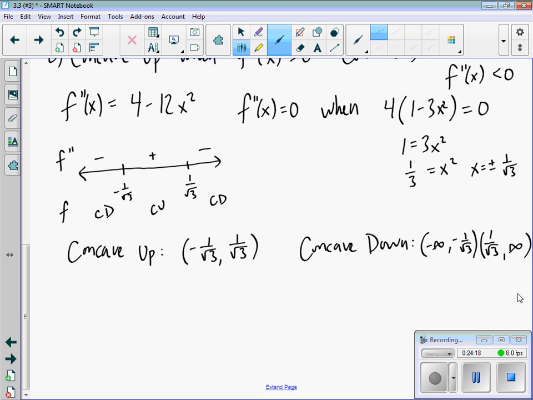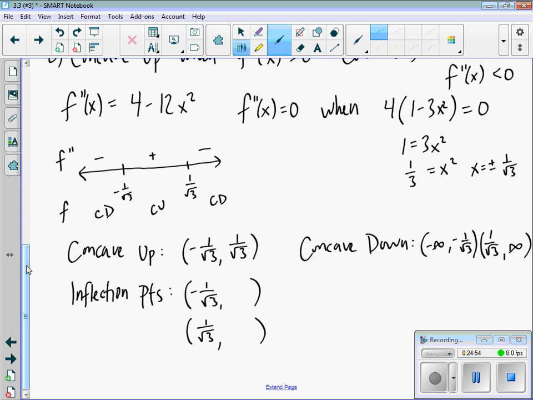And then it still asks for the inflection points. So inflection points are where? Okay, and these are just my x values, right? They're asking for the points. So we have negative 1 over square root of 3, comma, something, and 1 over square root of 3, comma, something. Okay, so we've got to find what those are if you want the full points for your answer.